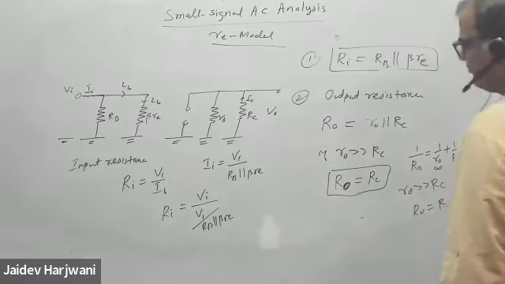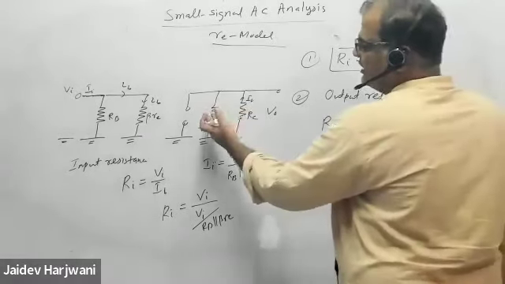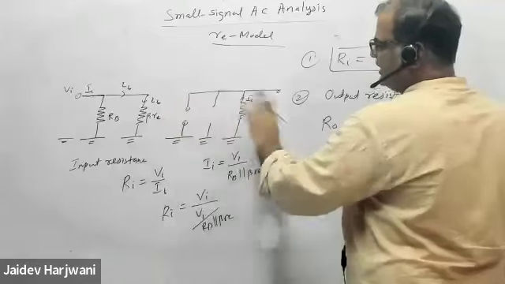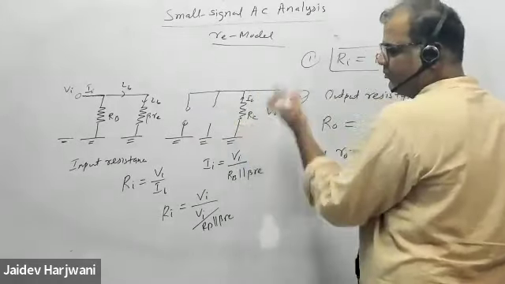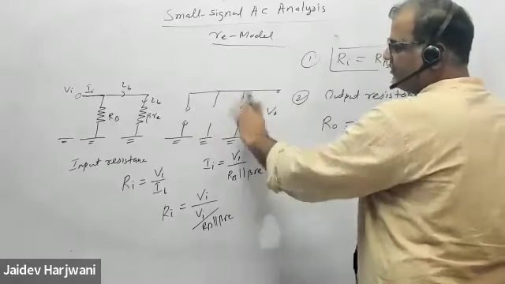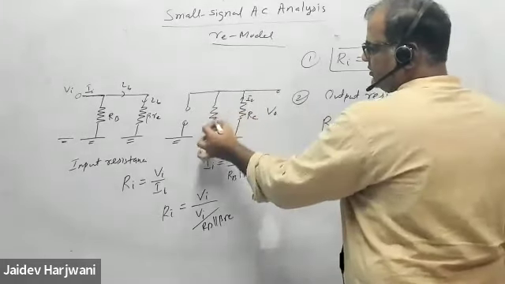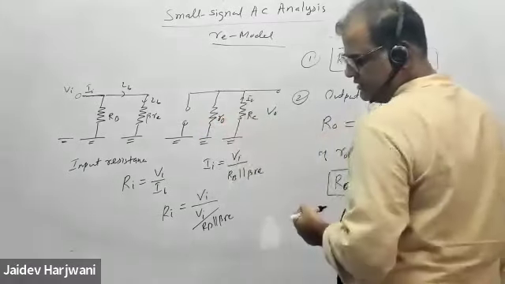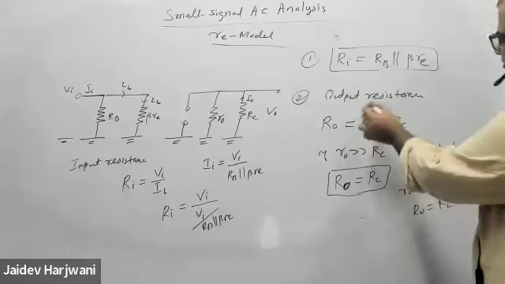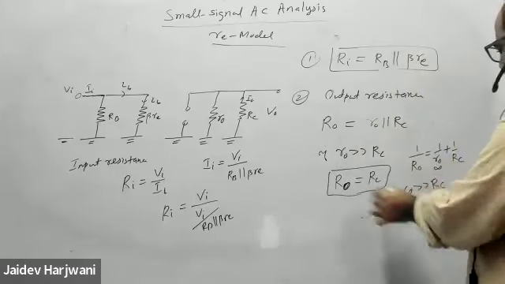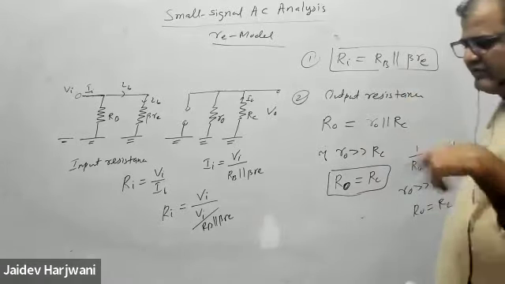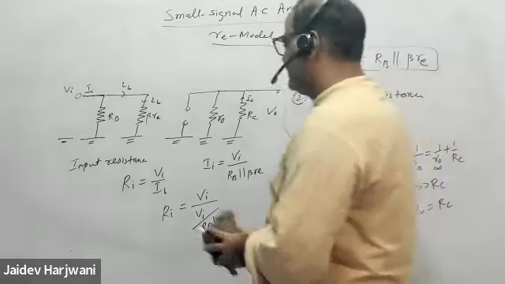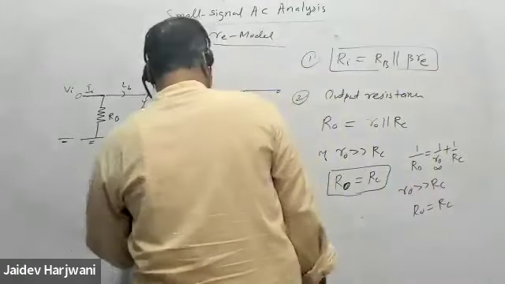So whenever R0 is infinite, that means it's open, there's no resistance. The output terminal resistance is then only RC. This will be given in the question. Either you find it this way, or if R0 is very high compared to this one, you can neglect it and directly write the output resistance as RC. So we have to calculate four quantities for every circuit.